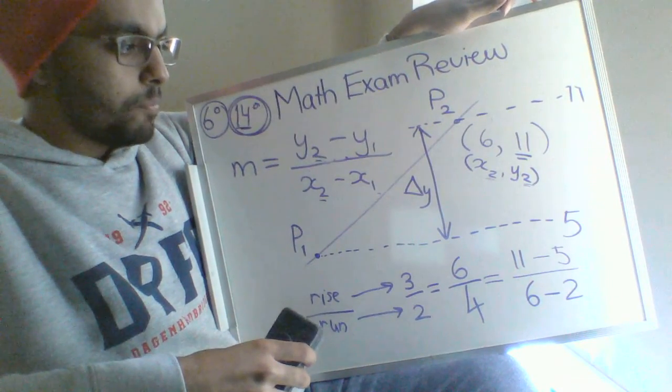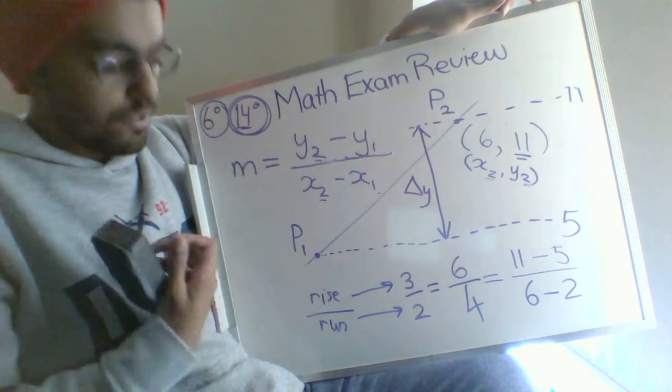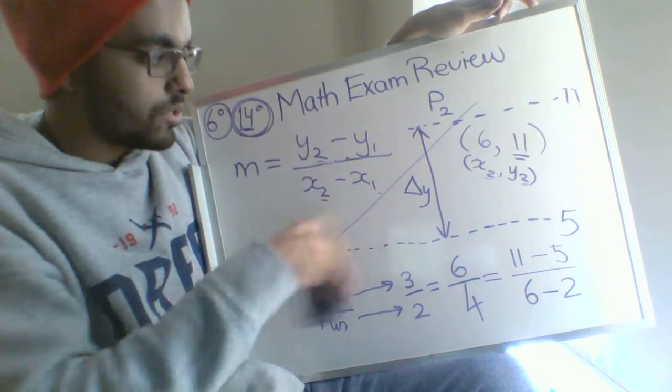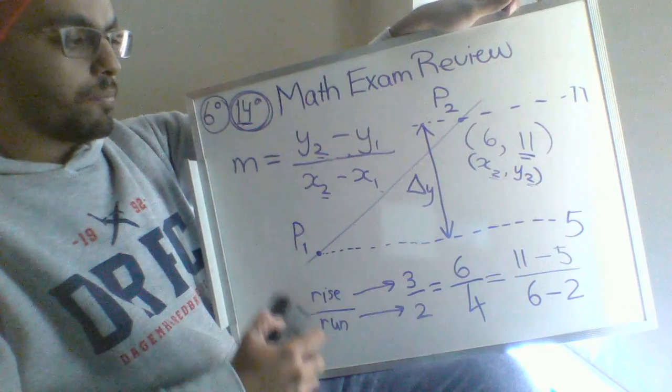So if you didn't have the line but you had the slope, then all you would need is a point to start with. But I'm getting a little bit ahead of myself. So basically your slope you can get from this by following this equation.